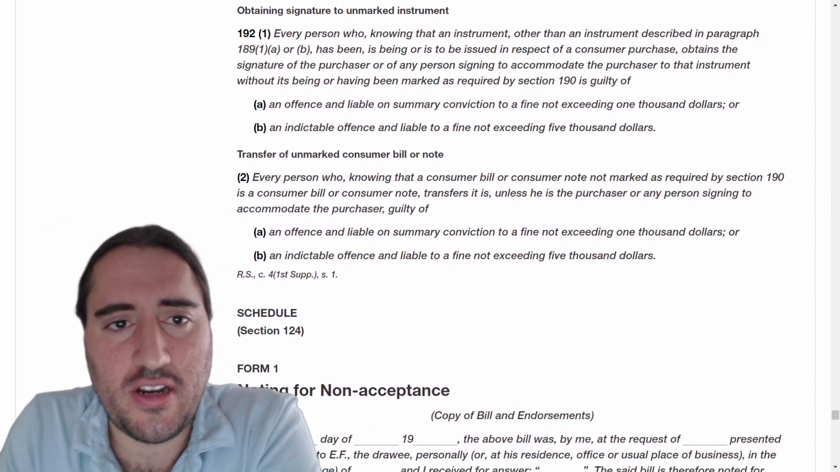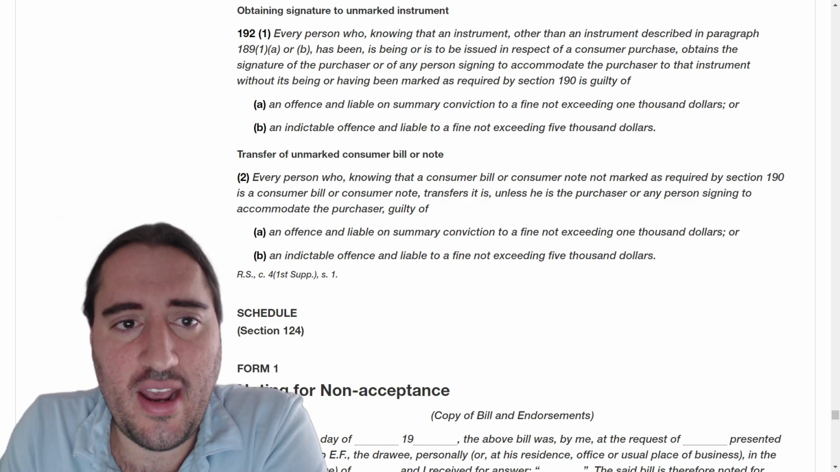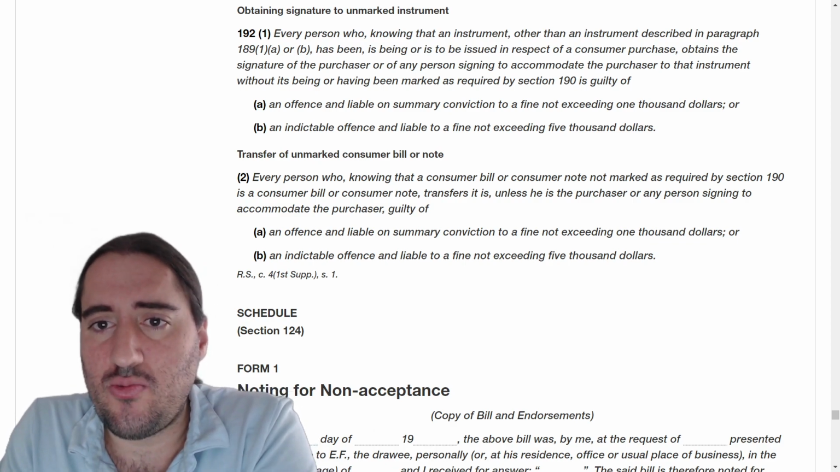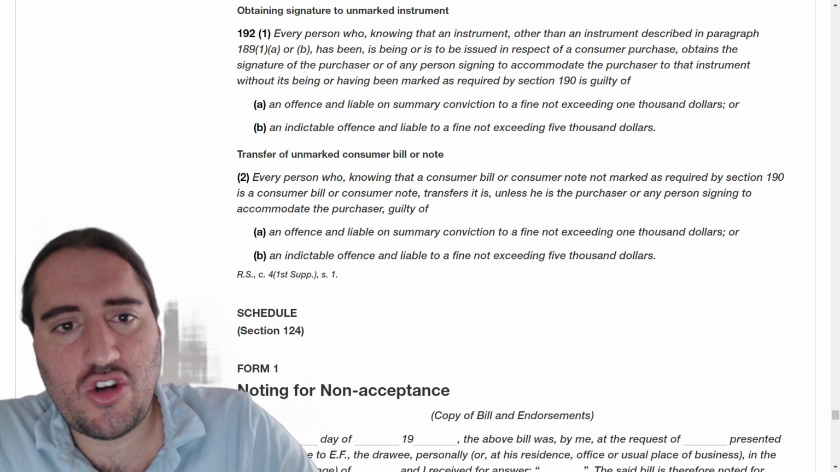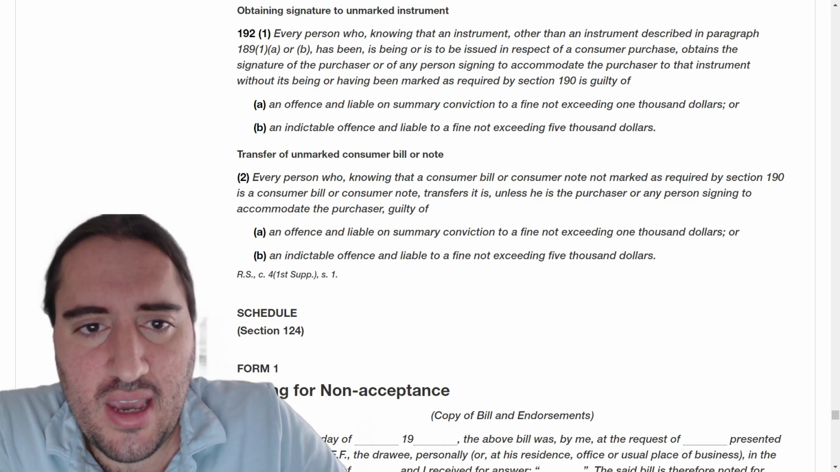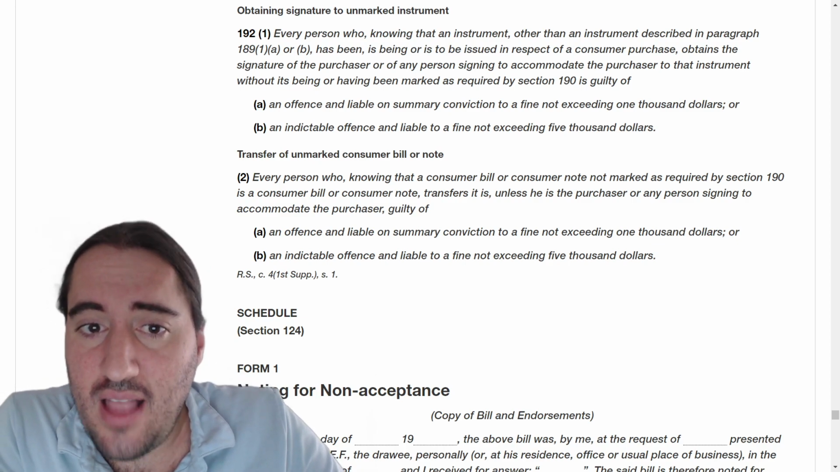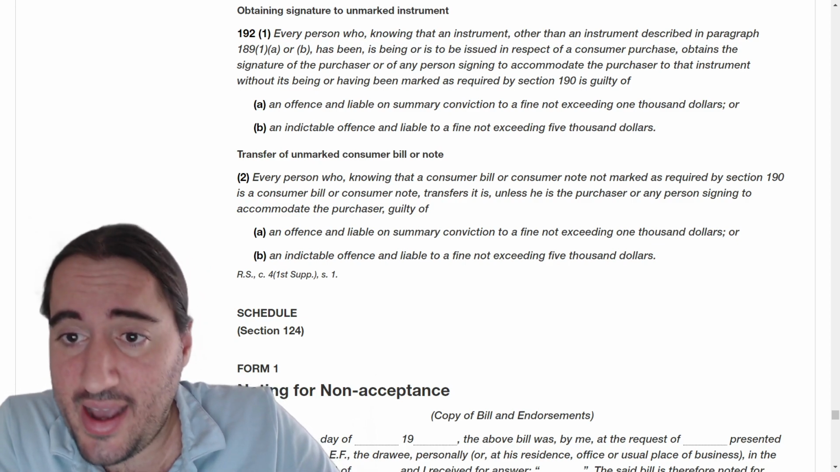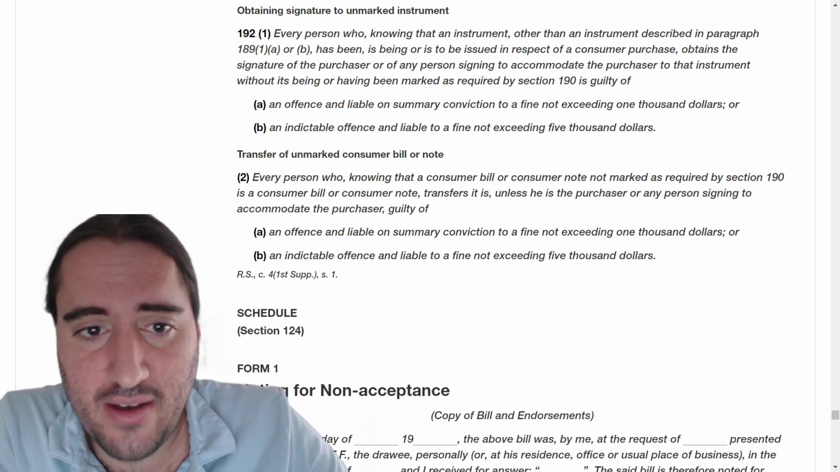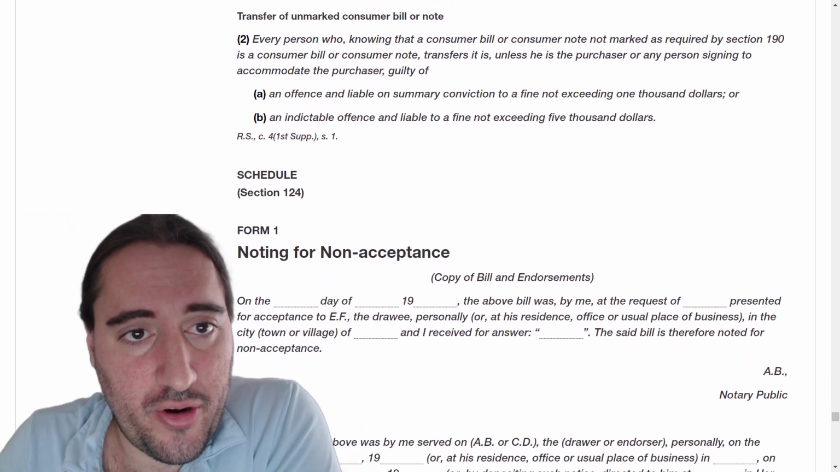Obtaining signature to unmarked instrument. Every person who, knowing that an instrument other than an instrument described in paragraph 189(1)(a) or (b) has been, is being, or is to be issued in respect of a consumer purchase, obtains the signature of the purchaser or of any person signing to accommodate the purchaser to that instrument without its being or having been marked as required by Section 190 is guilty of (a) an offense and liable on summary conviction to a fine not exceeding $1,000, or (b) an indictable offense and liable to a fine not exceeding $5,000. Well, so if it's a consumer bill or note, make sure you write "consumer purchase" on it.